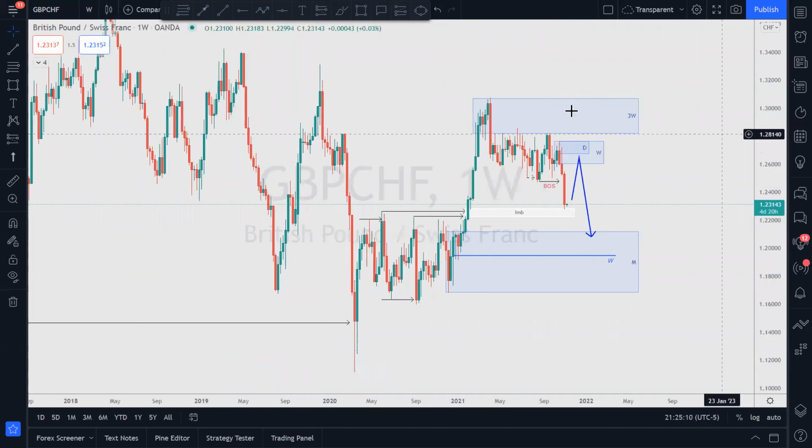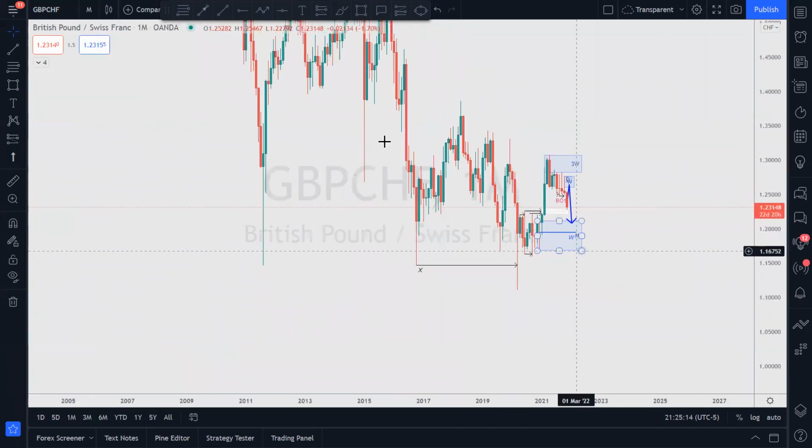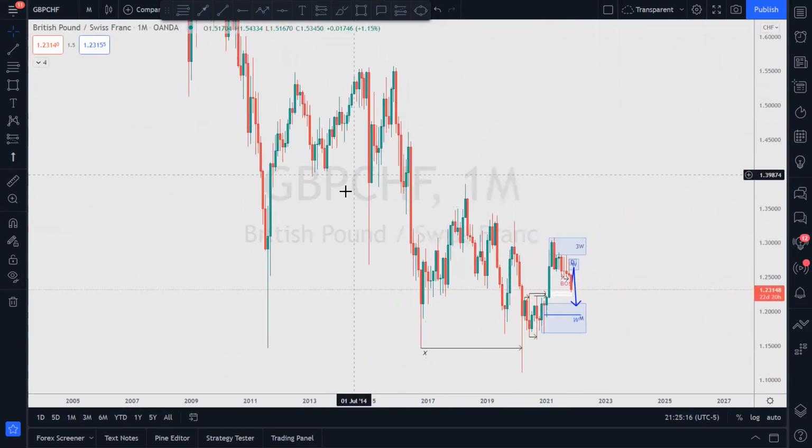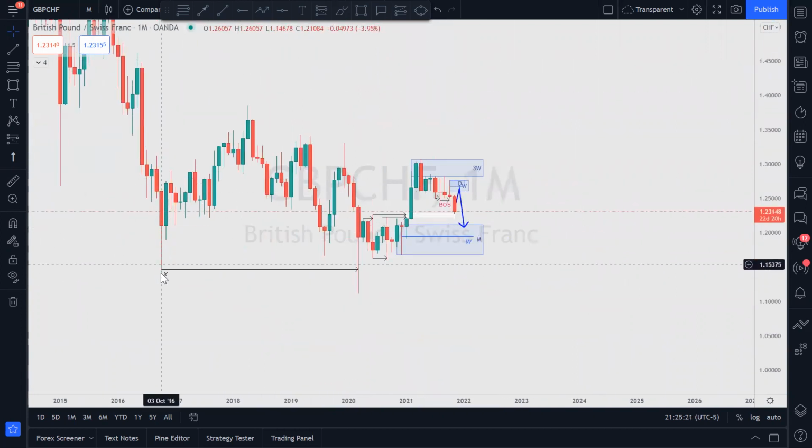All right. So what do we notice? Matter of fact, let's go to the monthly. What do we notice? Very bearish, right? Down, down, down. Okay, good. We have this low point made.